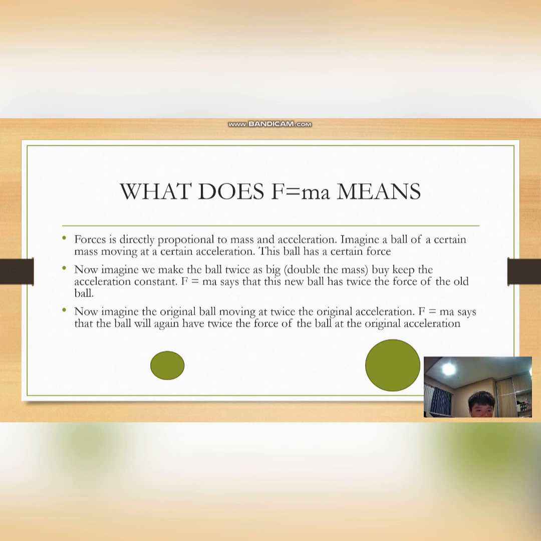Now imagine the original ball moving at twice the original acceleration. F equals ma says that the ball will again have twice the force of the ball at the original acceleration.